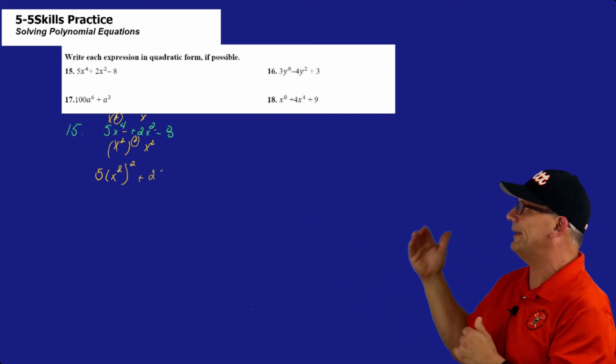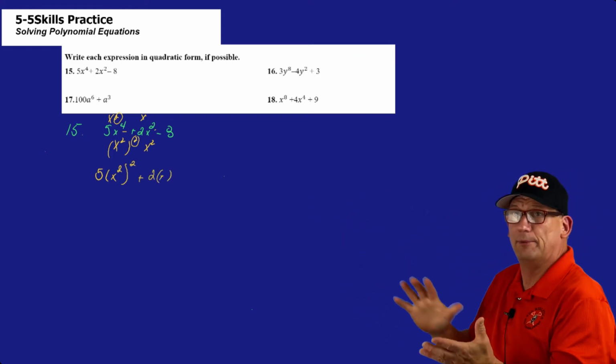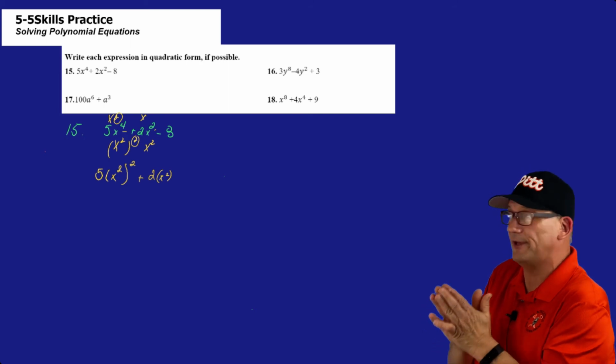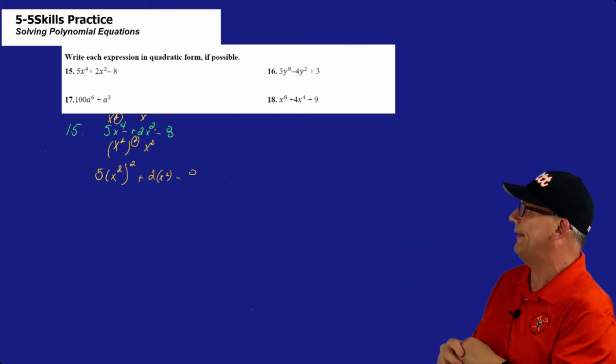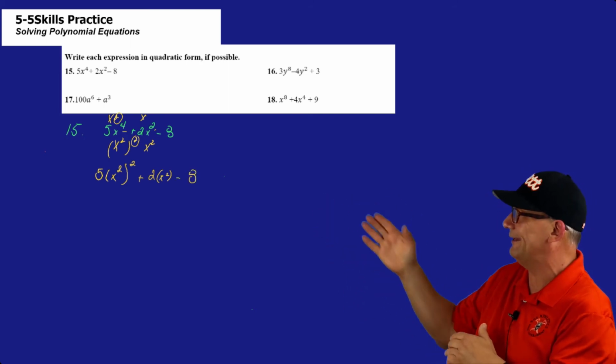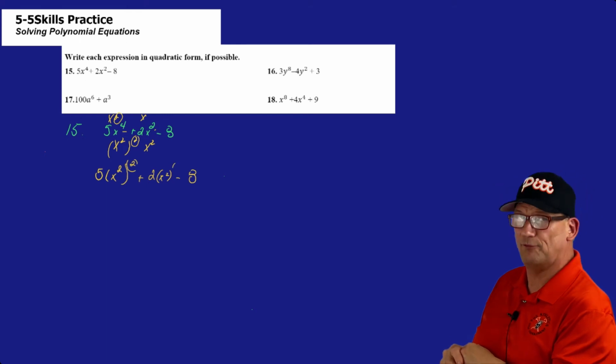The second term is x squared to the first power, because the second term in a quadratic is just x to the first. There it is. And the constant is last. So that is quadratic form.